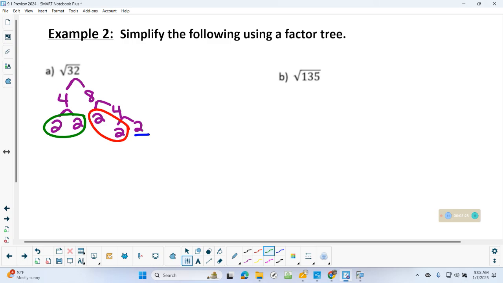whatever number you have a pair of, so this group in the green, I have a pair of 2's, so I'm going to have a 2 out front. I had another pair of 2's, so I'm going to have another 2 out front. And then the single number stays underneath. And then I'm just going to simplify that and put my final answer as 4 square roots of 2.